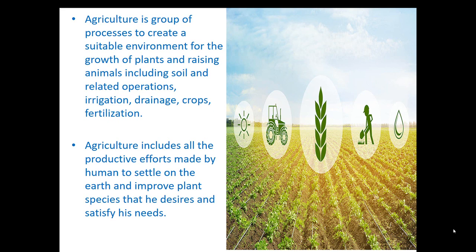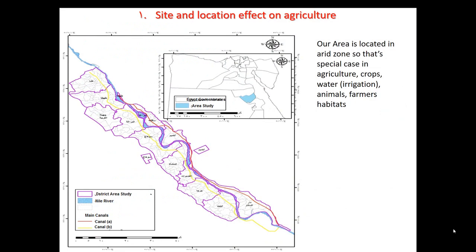Agriculture is a group of processes to create a suitable environment for the growth of plants and raising animals, including soil and related operations: irrigation, drainage, crops, fertilization. Agriculture includes all the productive efforts made by humans to settle on the earth and improve plant types that satisfy its needs.